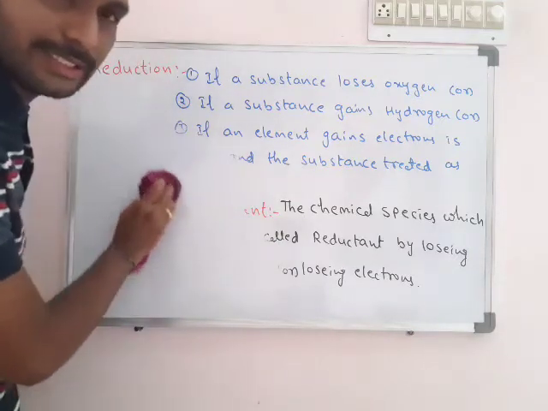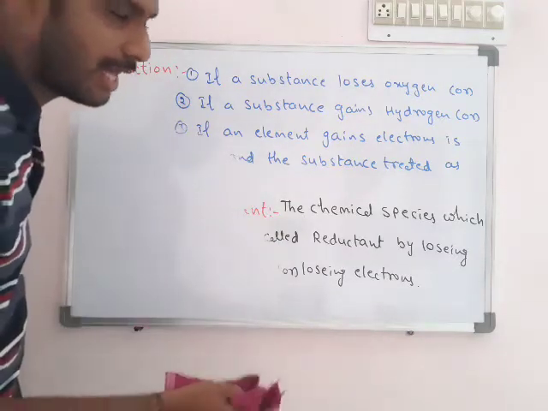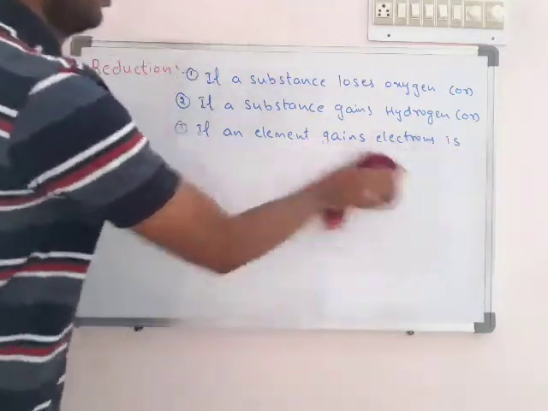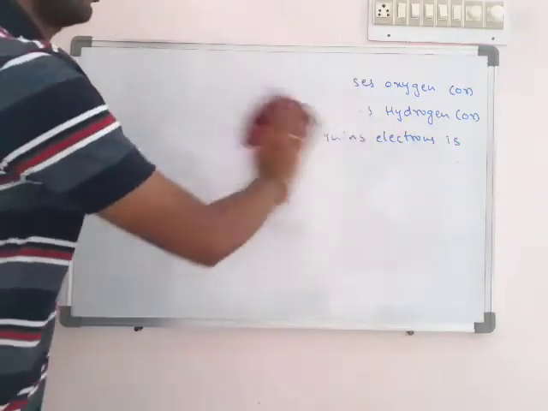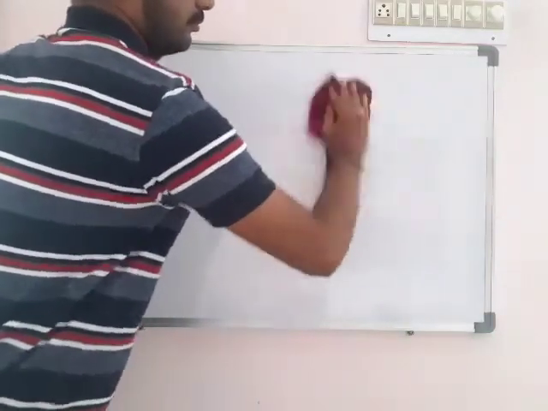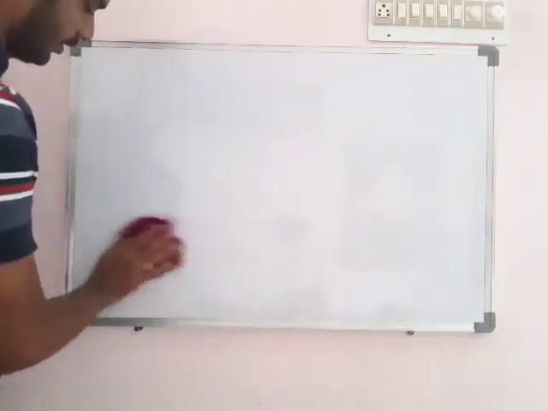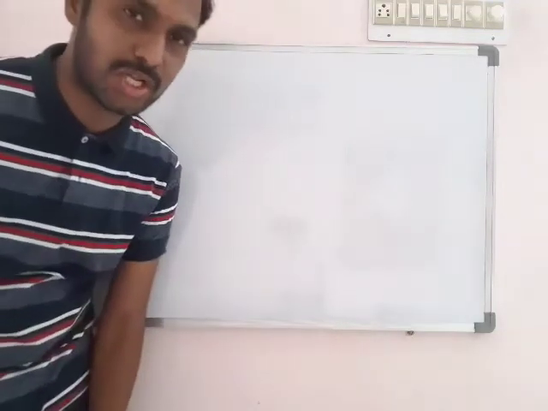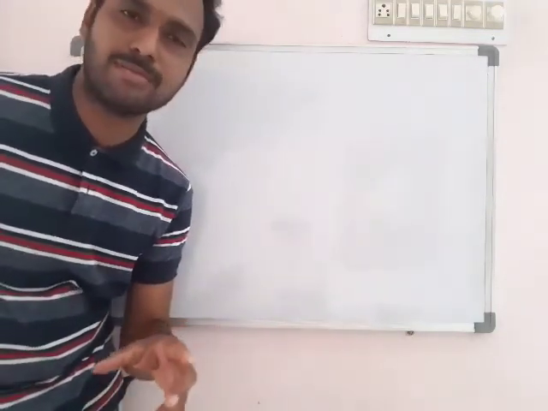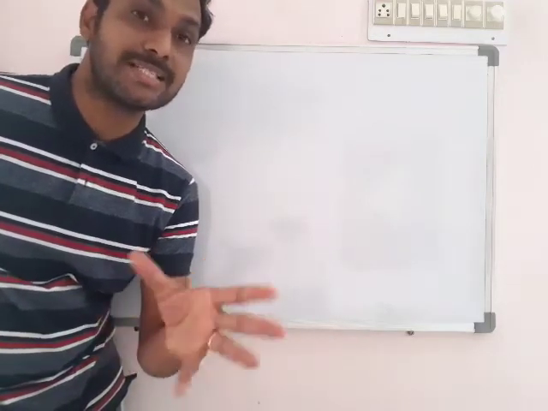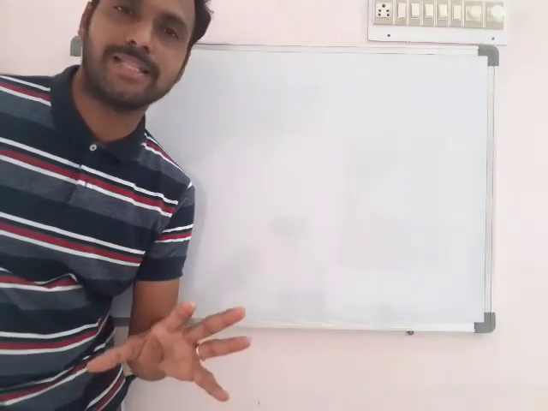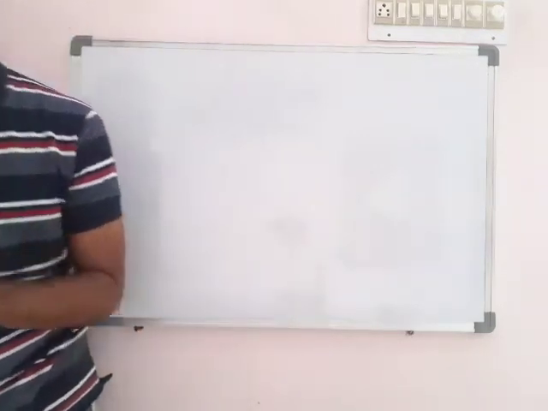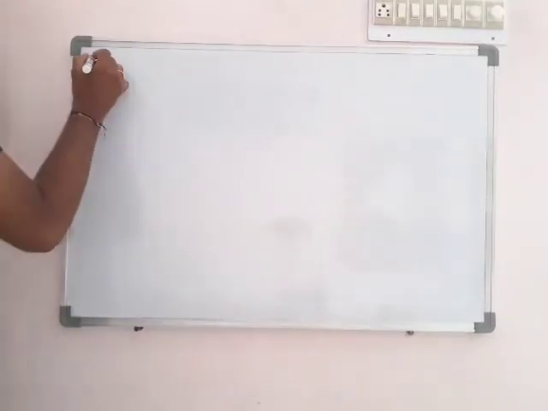Now we discuss these terms with an example. We know that if oxidation takes place, there is compulsorily reduction also. Means oxidation and reduction both take place simultaneously in a reaction, and that type of reaction is called a redox reaction. Now we see the example.